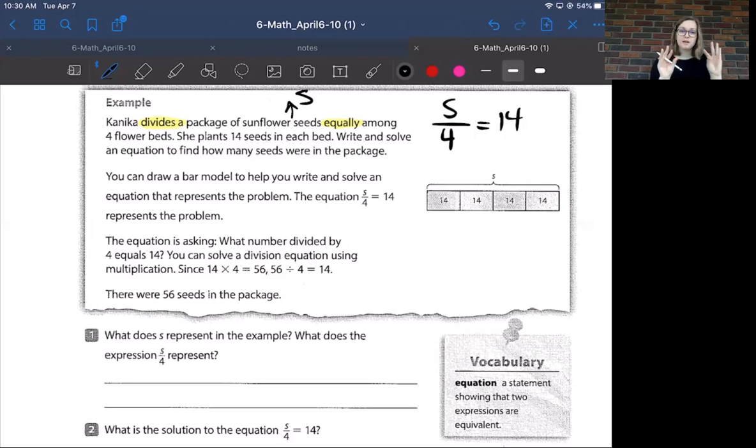Okay, so I'm not going to solve the rest of this. If you want to figure out how to solve this equation, I have a video for that called One-Step Equations with Multiplication and Division. I can show you how to actually solve that there.